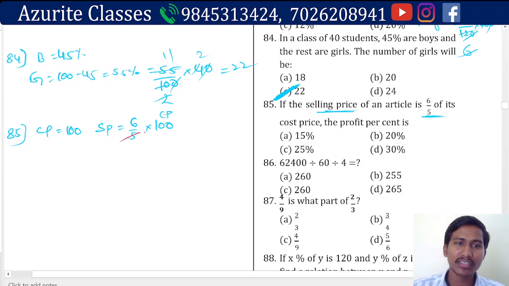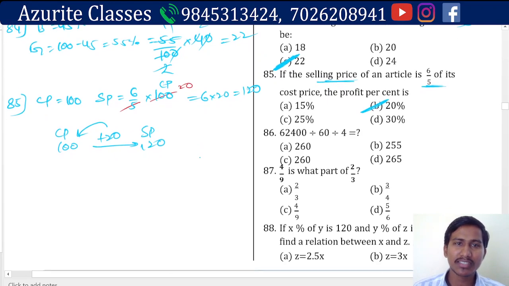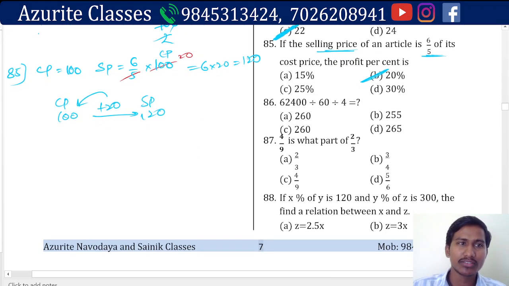So 5 how much are? 5 20s are 100, so 6 into 20 will be 120 rupees. So cost price is 100 and selling price is 120. So what is the profit? 20 rupees is the profit. 20 upon 100, it will be 20%, option B. Okay, directly you can take it. So 20% will be the answer for the 85. Okay, so 86 I will do.